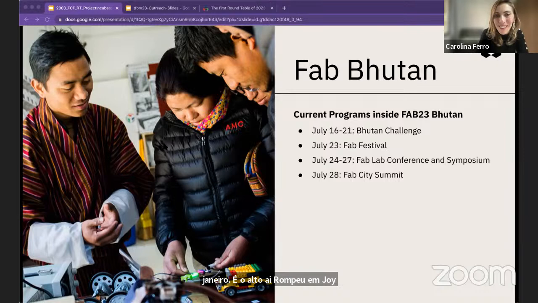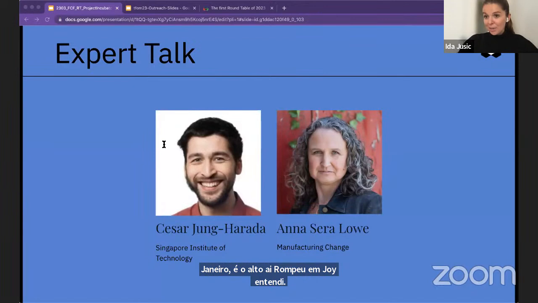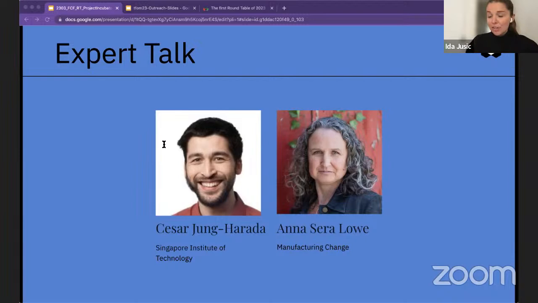So on this note, we'd like to welcome our first two experts, starting with Caesar from Singapore Institute of Technology, followed by Anna from Manufacturing Change, with the expert talk discussing how key factors could incentivize value-generated projects, how ideas become successful projects, and how to make value-generated projects sustainable in the long term, and so on. So please, Caesar, if you would like to start.